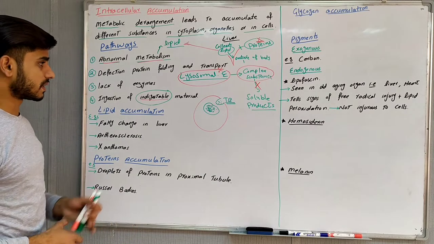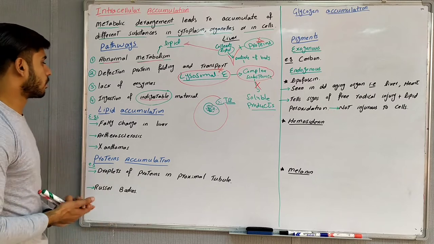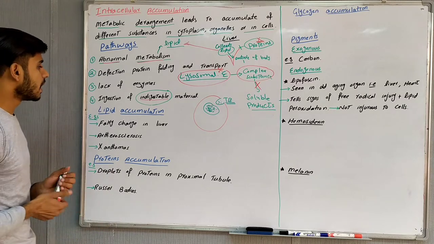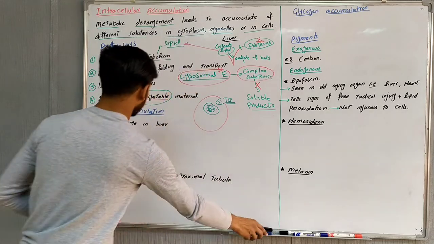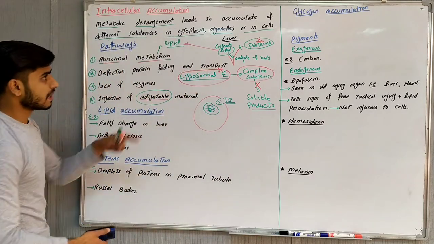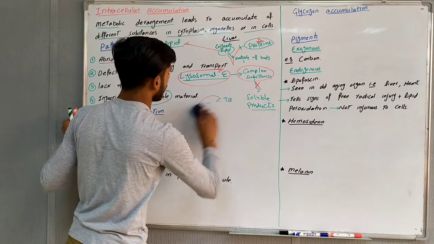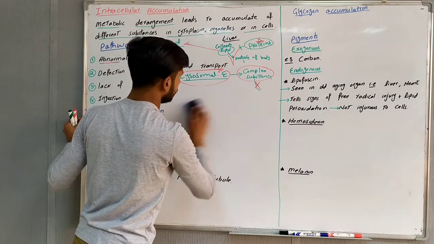Now I would like to give some examples of intracellular accumulation. The first one is lipid accumulation. Lipid may be accumulated in our body. The first example is fatty change in the liver. I have just explained that.